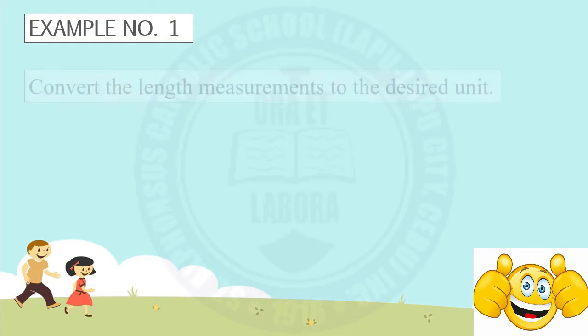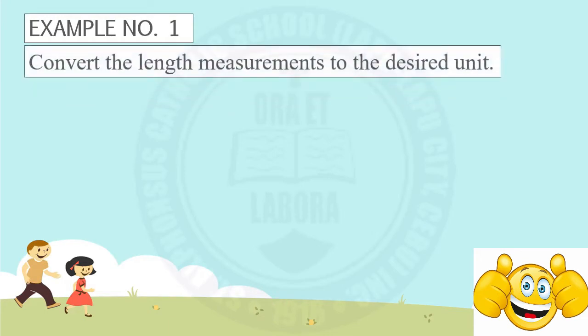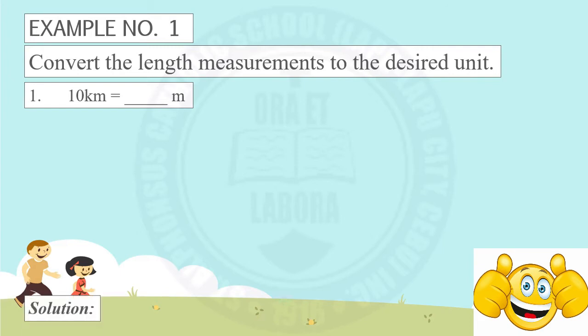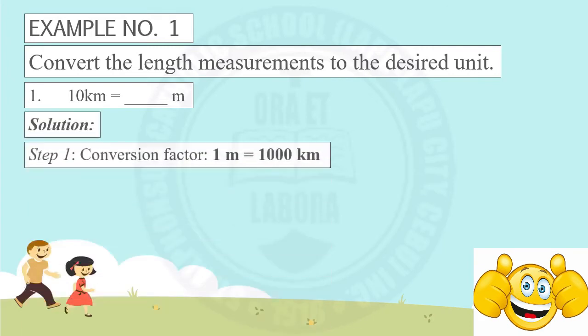Example number 1. Convert the length measurements to the desired unit. Convert 10 kilometers to meters. How do we convert kilometers to meters? Solution. Step 1. Conversion factor. Did you know that 1 kilometer is equal to 1,000 meters? That's a conversion of units of kilometers to meters.